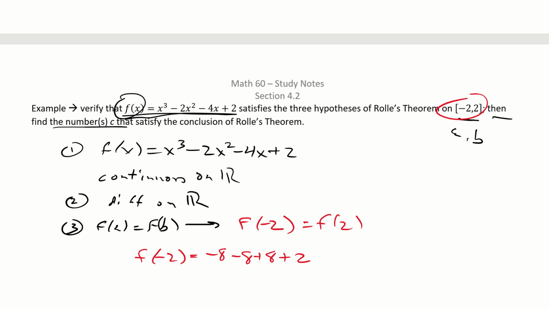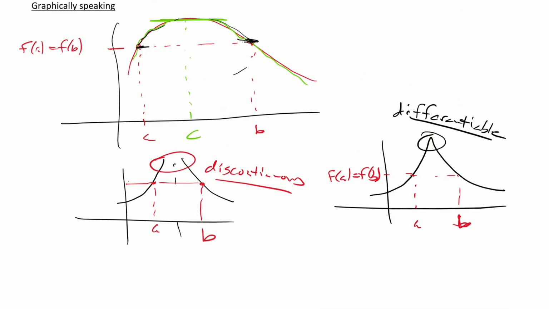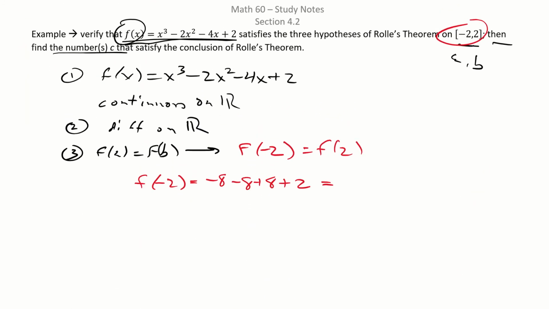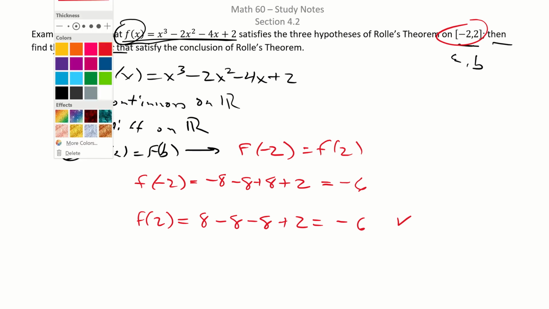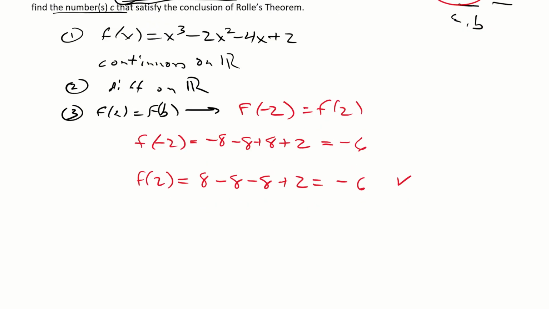What did I do wrong here with this one? Oh, okay. So what we're getting is looking like a minus 6. Okay? So what's f of 2? F of 2 is 2 cubed is 8, and then minus 8, and then minus 8, and then plus 2. And guess what? It's also equal to minus 6. So it satisfies all three. Well, that's good. So the next part is find the c that takes care of that.